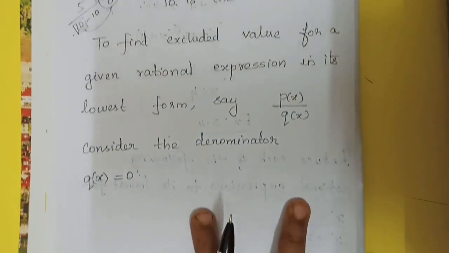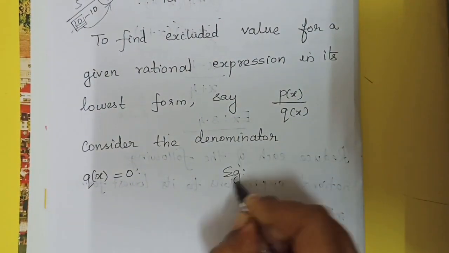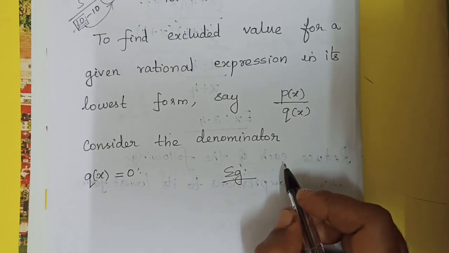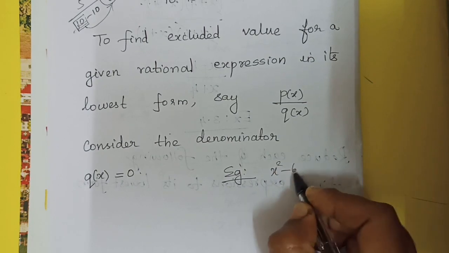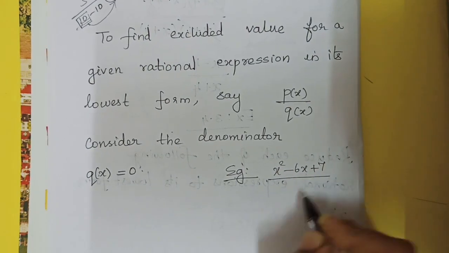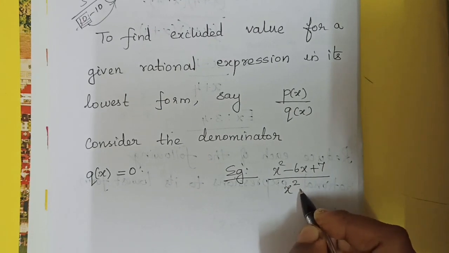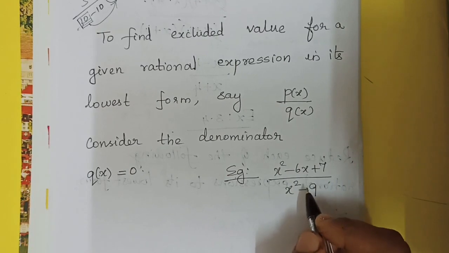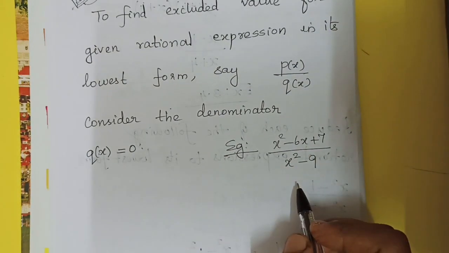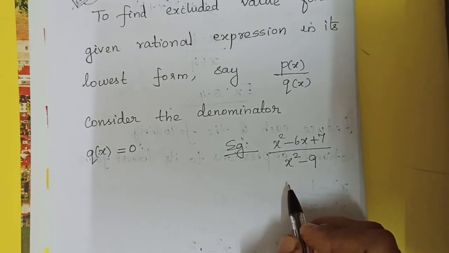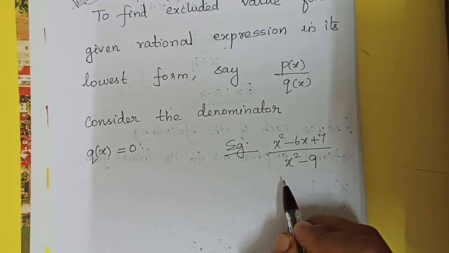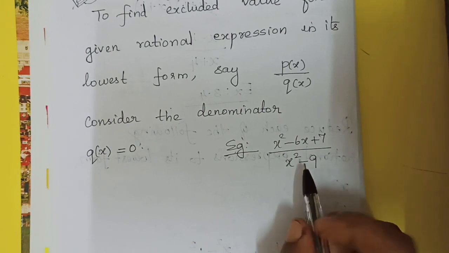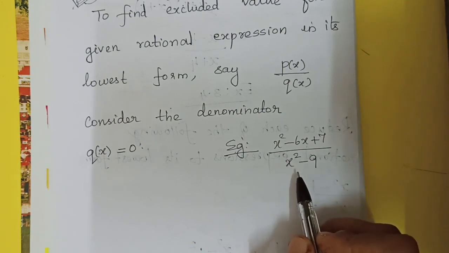Got the concept? One more example shall we see now? Listen. Suppose numerator any term it will be, no problem. X square minus 6x plus 7 divided by x square minus 9. When this expression should be undefined, we need to find the excluded value. The value should not be included in the denominator. That is the excluded value. Okay. So for this, check the denominator.